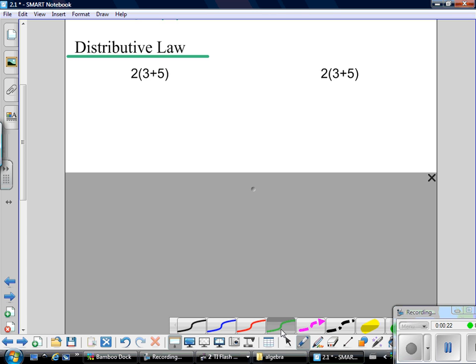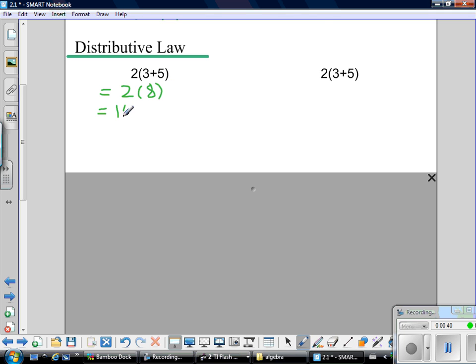Now, the first way I'm going to do by following order of operations. Order of operations is going to make me do what's in the brackets first. So I have 3 plus 5, which is 8. And so I have 2 times 8, which is 16. So there's nothing difficult about that, or there better not be.